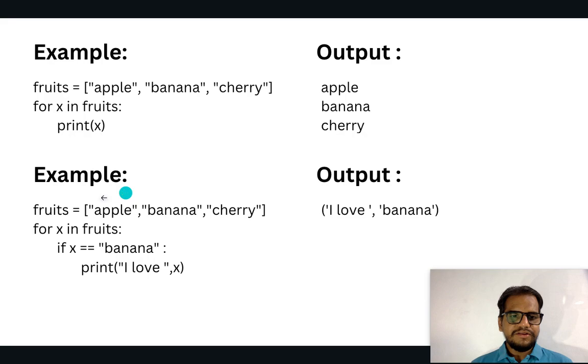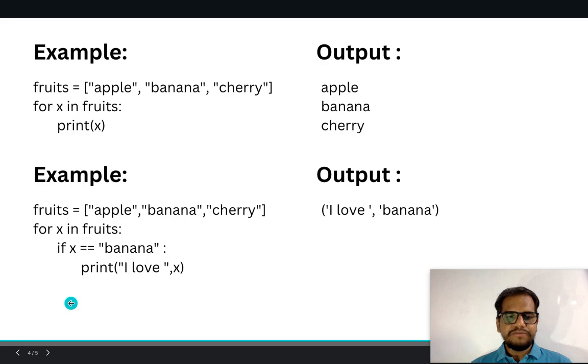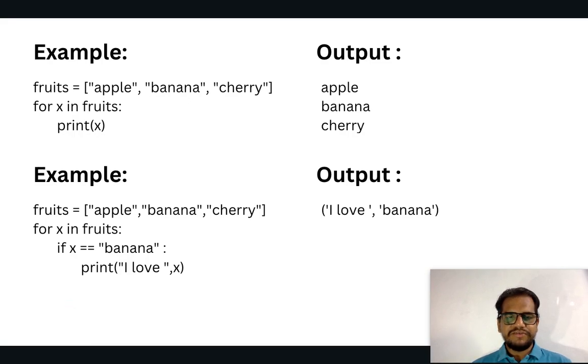So next example, like fruits apple, banana, cherry. For x in fruits, and we are taking an if condition: if x is equal to banana, since this list has banana, then only print I love x. The x value means banana, so the output will be I love banana. Because we mention if x is equal to banana, and we didn't mention the else part, that's the reason. So next, in a practical way we will understand more deeply.